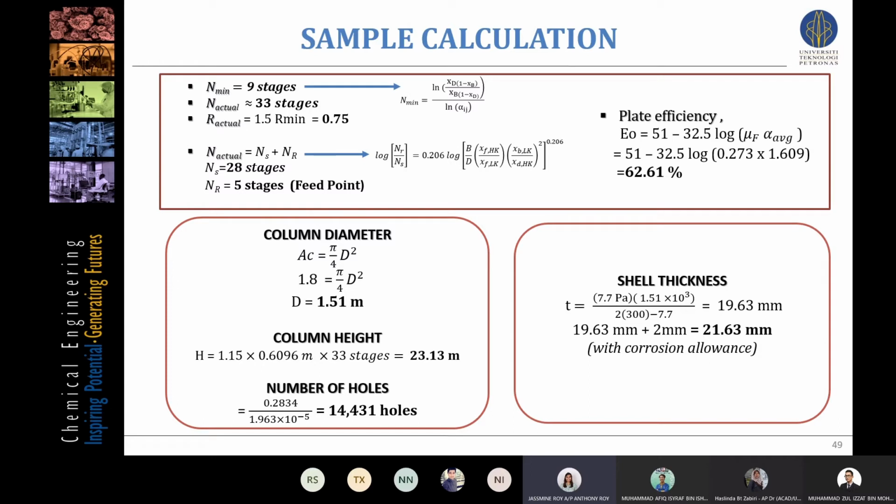Now, as for the number of holes in the tray, it was based on a theoretical value of the area against the actual hole area, resulting in about 14,000 holes. Another sample calculation included was the shell thickness, which includes the column diameter, the yield strength, as well as the design pressure, with an additional corrosion allowance of 2, and the final value is about 21 millimeters, 21.6 millimeters.